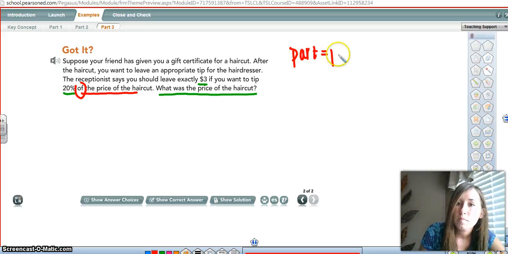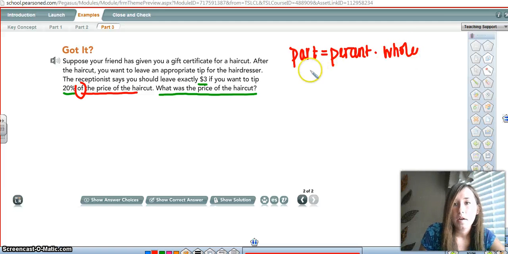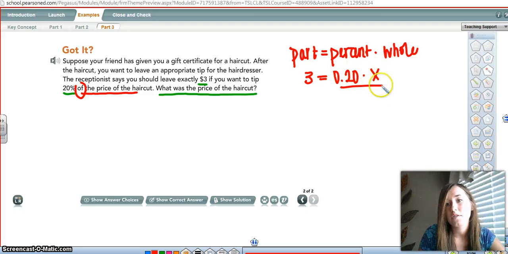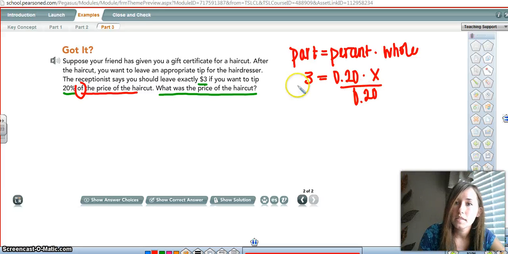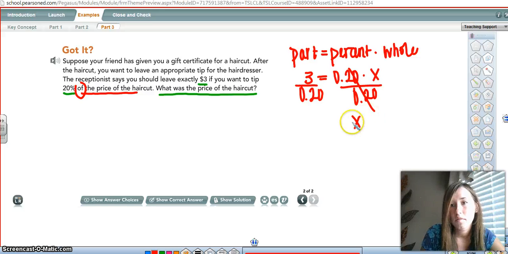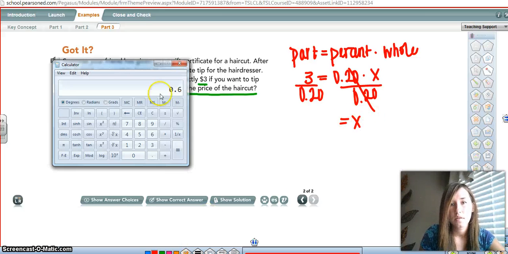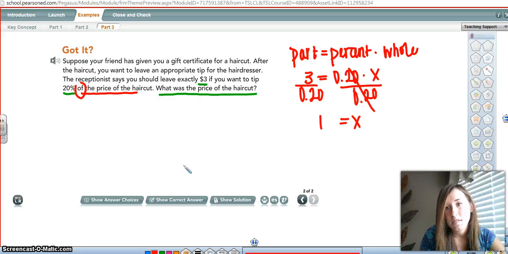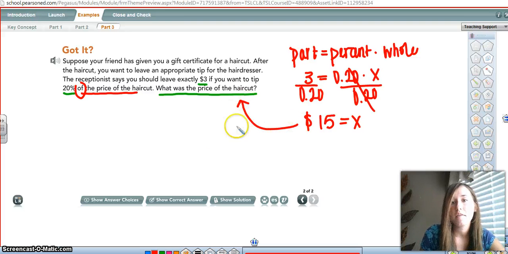Part equals percent times whole. The part will be our tip, the percent, 20, and the whole is unknown. In order to solve this, we need to divide both sides by 0.20. 3 divided by 2/10 is 15. So $15 would be the price of the haircut.